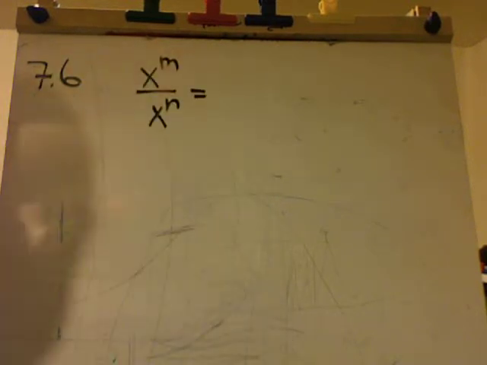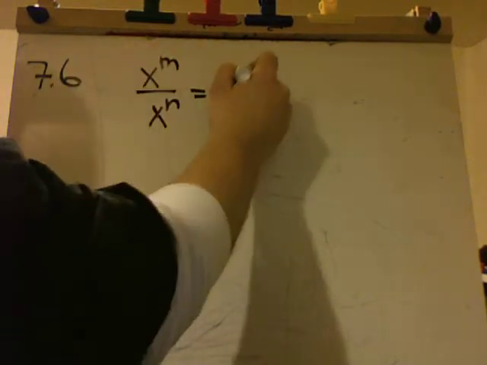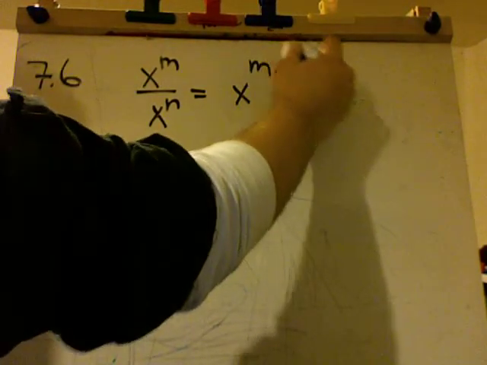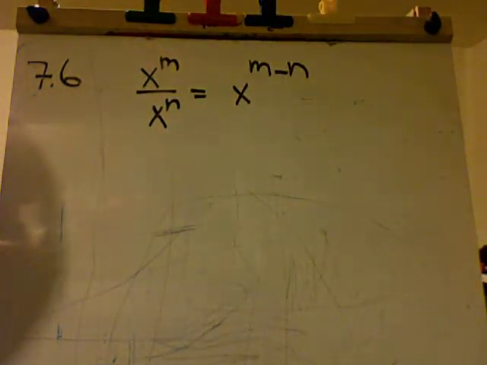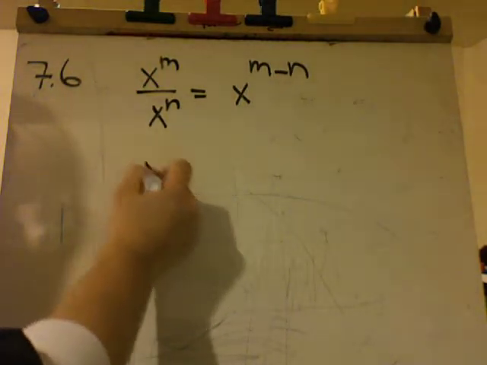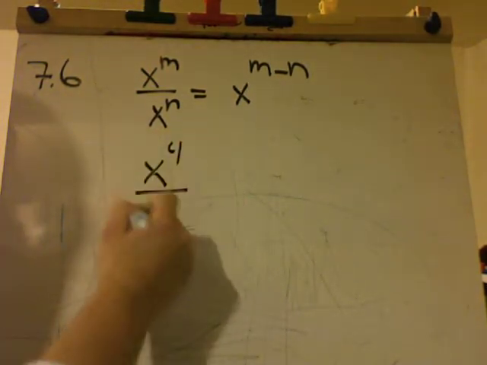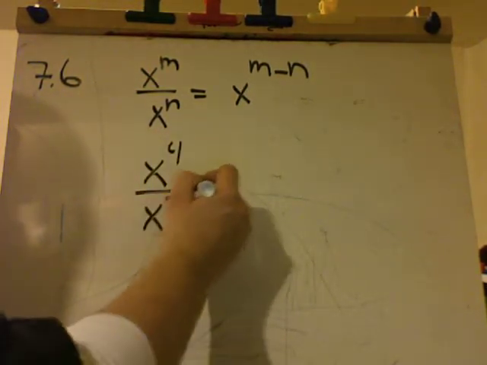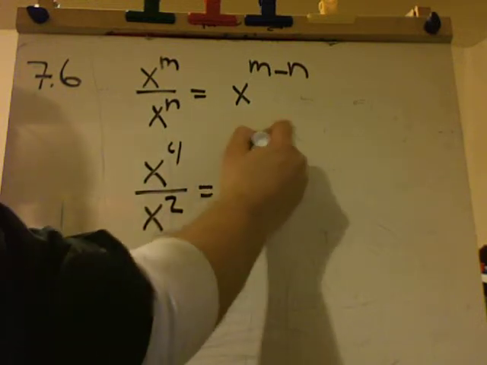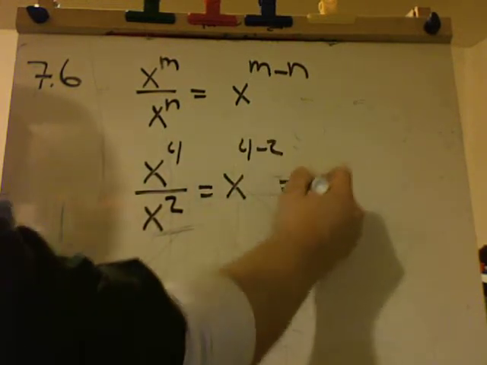So we've got x to the m over x to the n is equal to x to the m minus n. Okay? So, in other words, if I've got x to the 4 over x to the 2, it's equal to x to the 4 minus 2, which would be x to the 2.